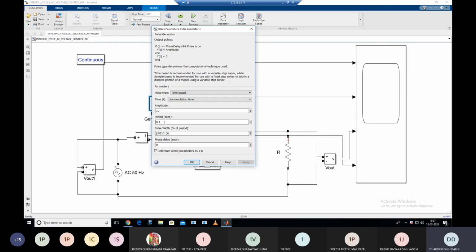0.1 second period means a 5 cycle period. 1 cycle period is 20 milliseconds. So how much is the 5 cycle period? 0.1 second. Here I want to get the output voltage for 3 cycles, and for the remaining 2 cycles I get 0 output voltage. Clear? So here I take the total period of 5 cycles in integral cycle control.